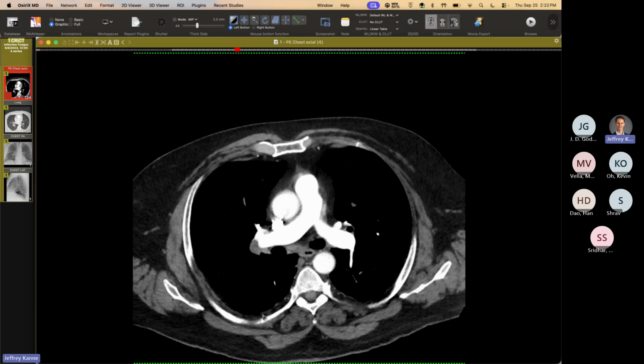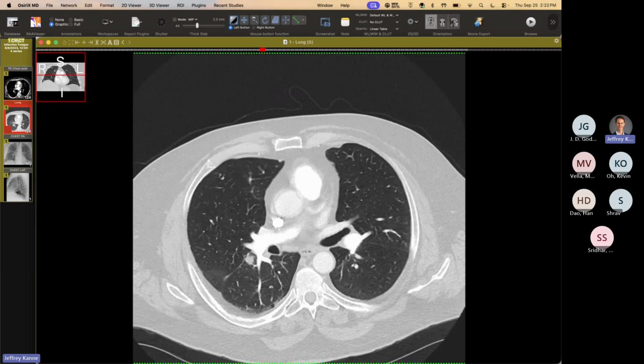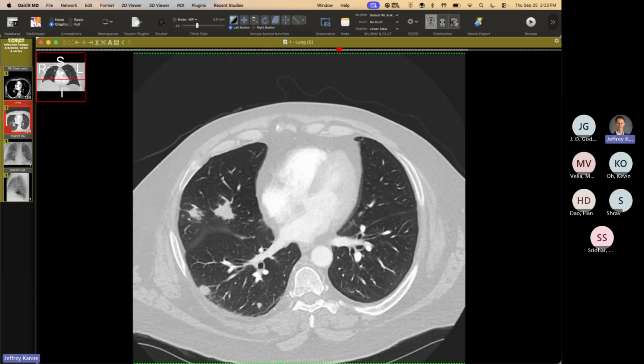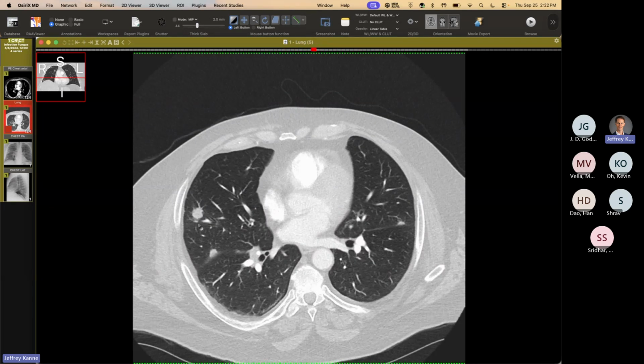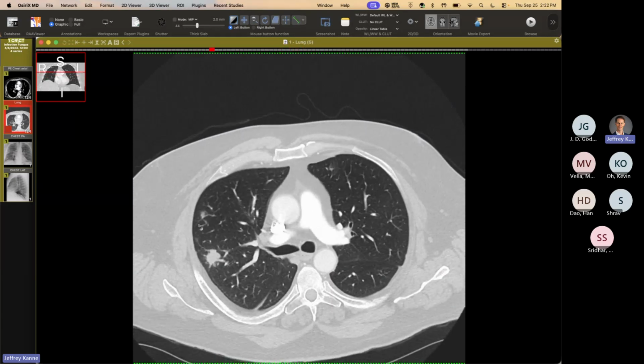I've not seen a case present with this many smaller nodules. I've seen a few nodules, and I've seen big nodules and masses, but this one looks almost like septic emboli, but they're a little too clean for that. So blastomycosis.